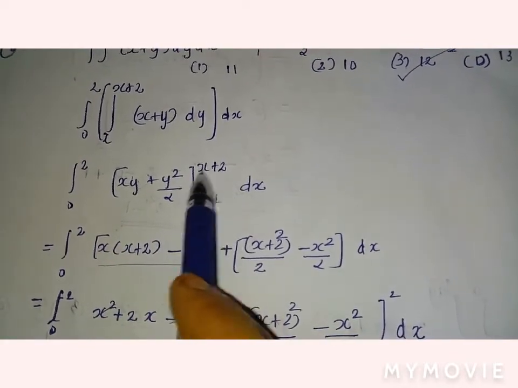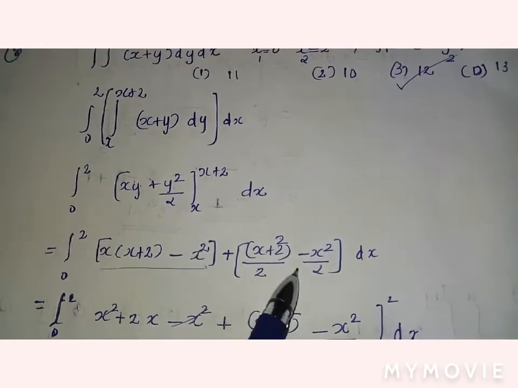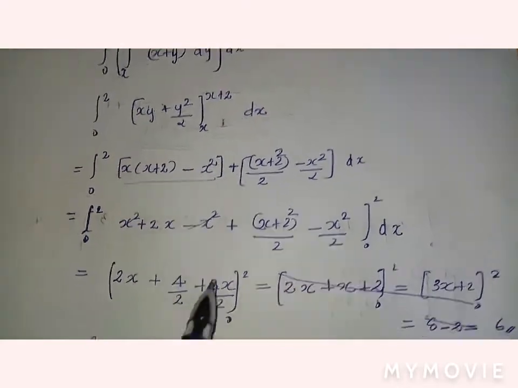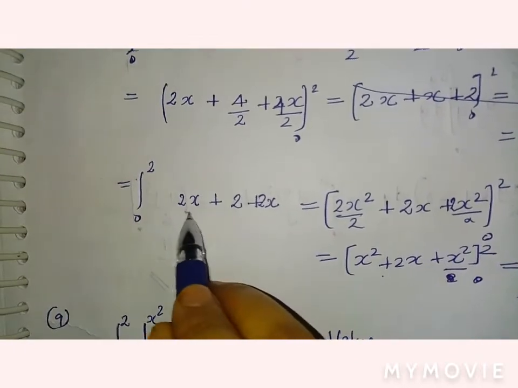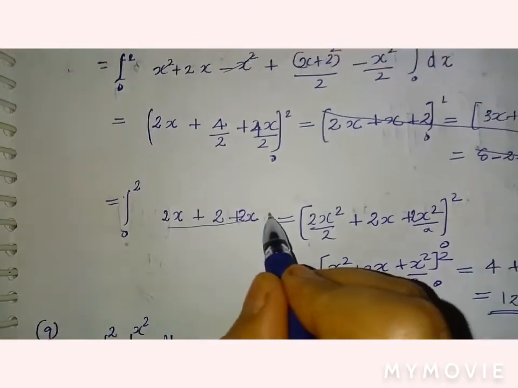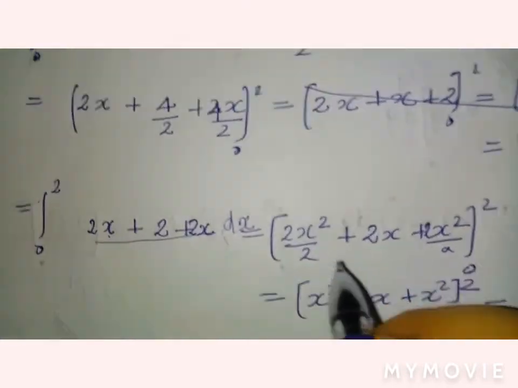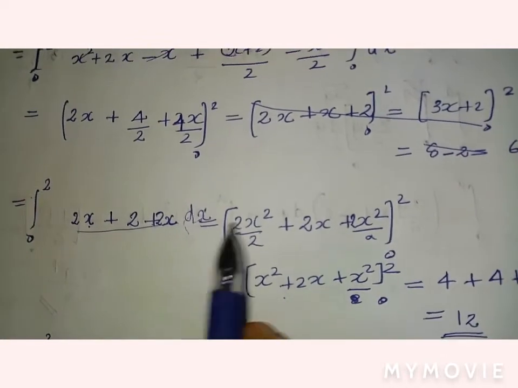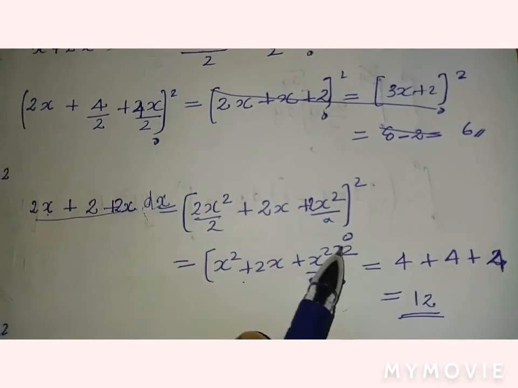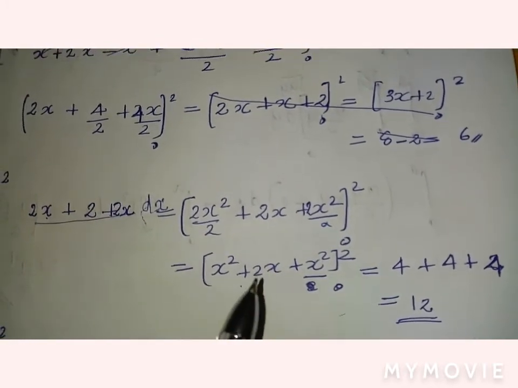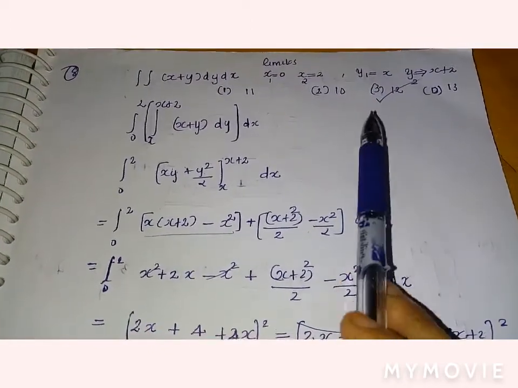Then put x plus 2 in place of y in the second term and then x. So we get the answer like this, and after simplifying we get the answer like this. And we have to integrate this once more with respect to dx. That is, the integral of 2x with respect to dx is 2x square by 2, plus 2x plus 2x square by 2. After putting the limits 0 and 2 in place of x, we get the answer as 12. 12 is the answer, that is option 3.